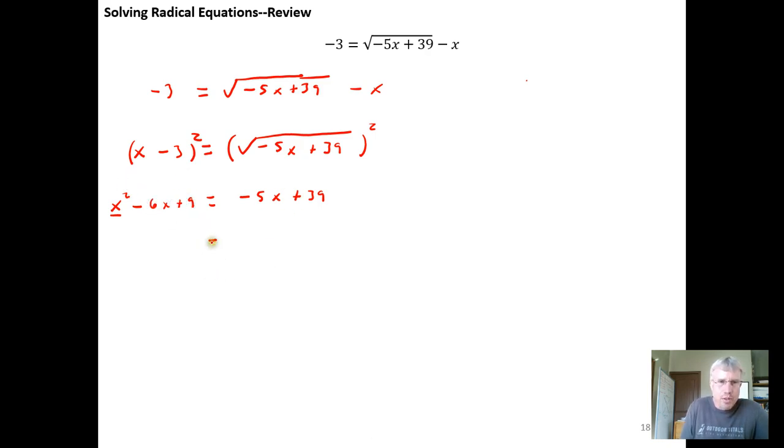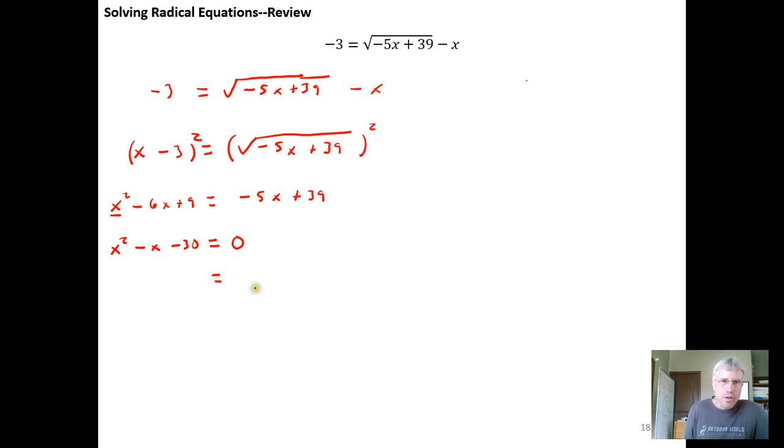So we know that one solution technique is to get it equal to 0 and see if we can factor it. So to do that, I could add 5x to both sides. So minus 6x plus 5x would be minus x. And then we could subtract 39 from both sides. So 9 minus 39 would be a minus 30.